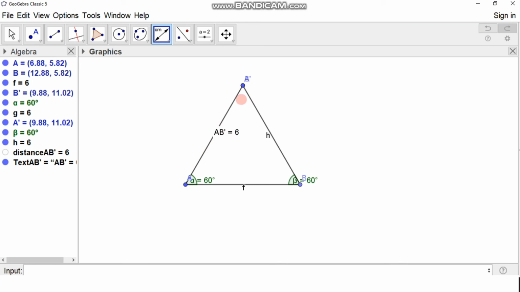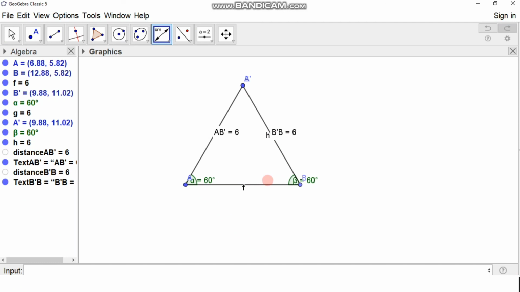Again we have to measure the length of segment A dash B. So for that, click on point A dash and then on point B. We get the length of this segment as 6. So as we can observe, the lengths of both of these two segments are 6 units.